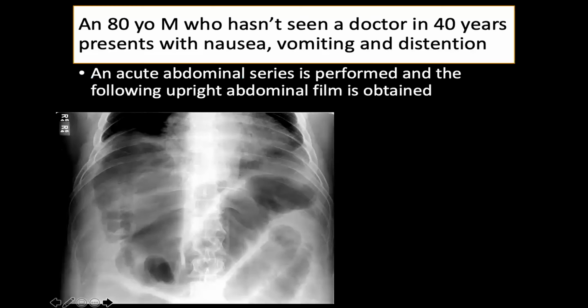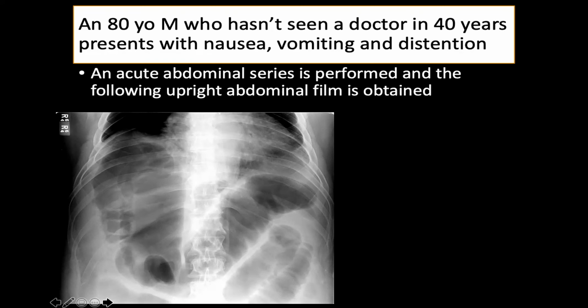This is the start of just 2 of the cases that are shown in the module. And there's multiple more that are super good to go through, and some really high yield cases that a surgical intern and resident will definitely see. First one, we've got an 80-year-old male, hasn't seen a doctor in 40 years, presents with nausea, vomiting, and distension. We get an acute abdominal series and we see this upright abdominal film.